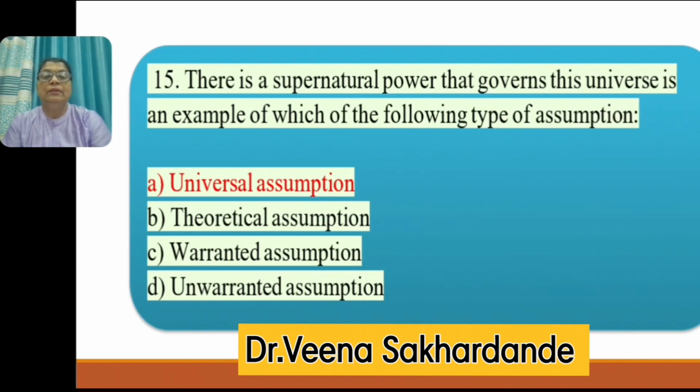Next: there is a supernatural power that governs this universe is an example of which of the following types of assumption? Again, universal assumption. There are different types of assumption. Universal assumption is the correct answer, whereas theoretical assumption and warranted or unwarranted assumption are incorrect.